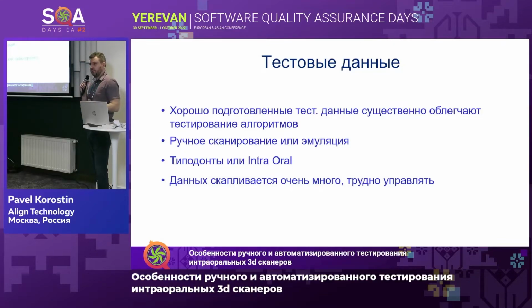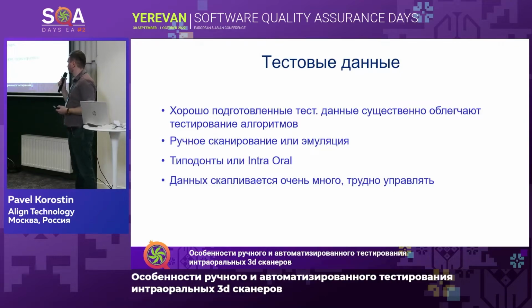We can also use emulation for the testing, playing back some of the emulation data, the data received from the front. During manual scanning, we use typodonts. These are models of jaws which are actively used in medicine and dentistry, but sometimes we are lacking typodont power, because to test the algorithm which removes so-called soft tissues from teeth, like cheeks and tongue, typodonts don't have this. So for that you need to do intraoral scanning on a live human being, and the tester must scan himself or herself or his colleagues and friends.